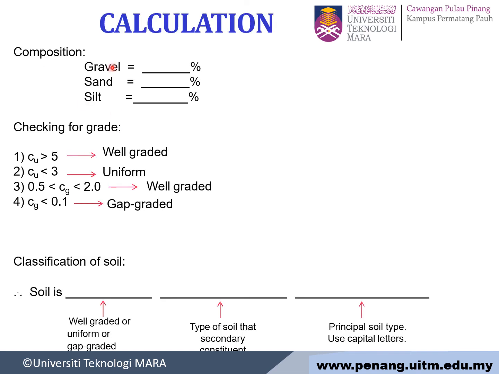The next step is to do the calculation for composition: gravel, sand, and silt. How much is the gravel, sand, and silt from the graph? And then we have to check for the grade, and you have to refer to this one.